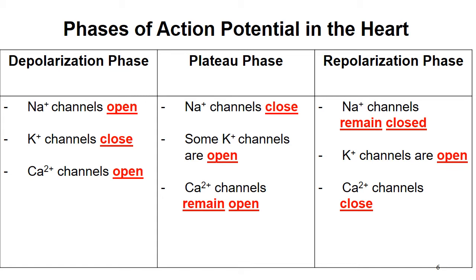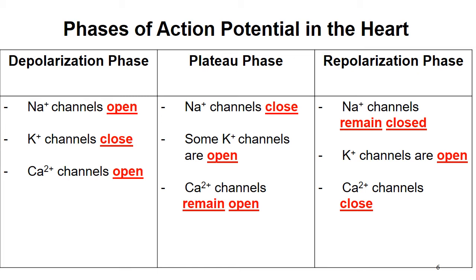Now we get to the plateau phase. If you're drawing a graph, a plateau is going to be kind of a leveling off at the top. Depolarization would show the graph going up, and then the plateau would be kind of leveling off. In the plateau phase, sodium channels close, and some potassium channels start to open. Again, the ion we are most concerned with in the heart is calcium. During the plateau phase, calcium channels remain open.